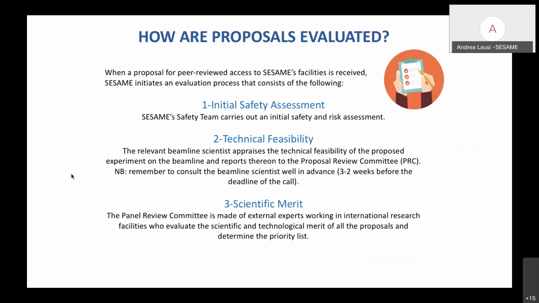So what is the process? Once you have hit submit, then 3 things are done at our side. First of all, the safety officer looks at the safety forms and checks that everything is all right, or sets a flag alert in case of any risk. Then the Beamline scientist will say if your experiment is feasible or not.